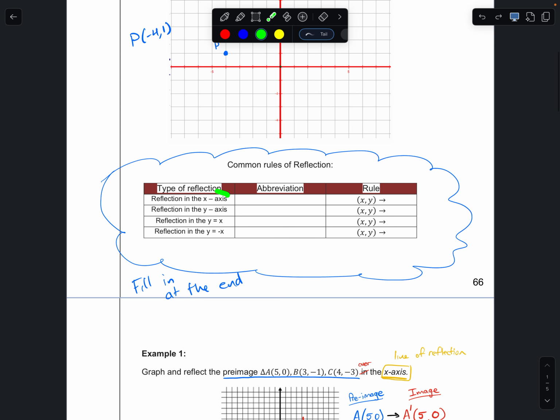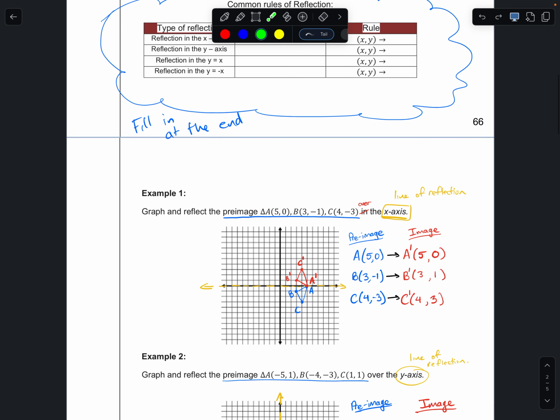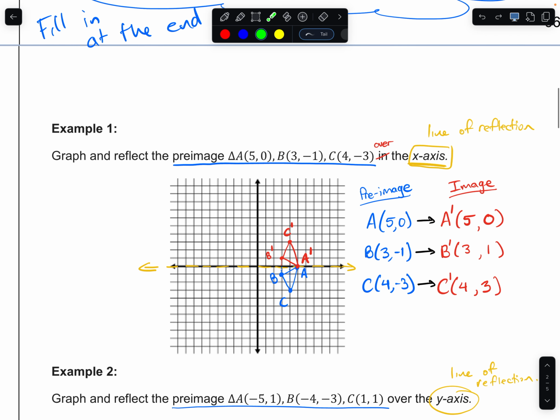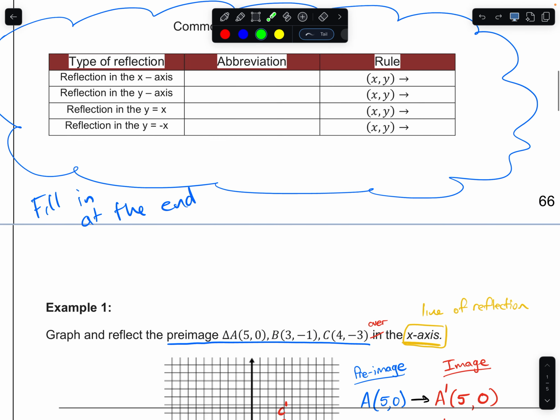But for a reflection over the x-axis, we saw that in example 1. And do you notice when we reflected each of these points over the x-axis, the x-coordinate stayed the same? But what happened to the y-coordinate? They didn't quite stay the same. They just changed sign. They became the opposite. Like 0 stayed the same, but -1 switched to +1, -3 switched to +3.